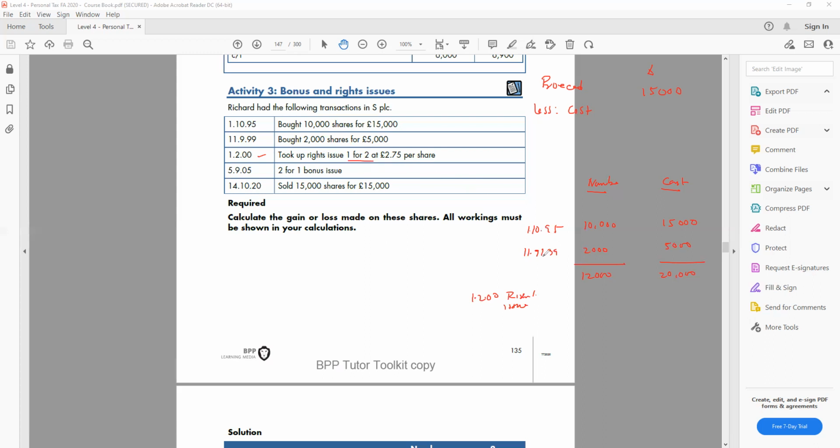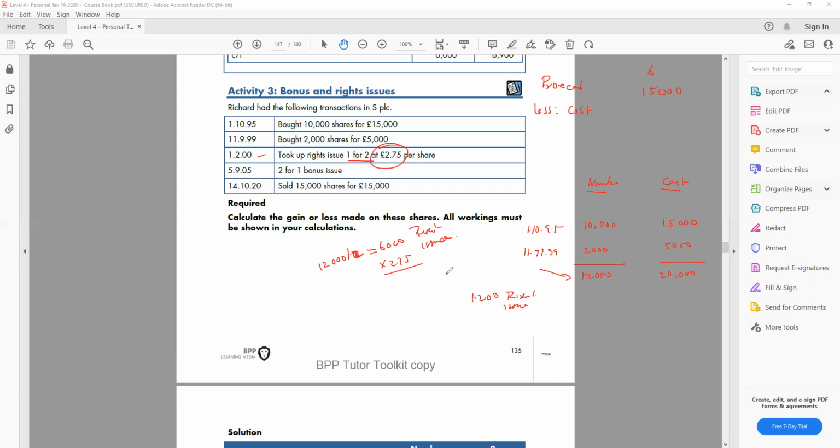So we need to see how many shares we have before that day. By this day we have 12,000 shares. So 12,000 divided by 2, so we can see how many rights issue shares. We have 6,000 shares. 6,000 is the rights issue shares, and they said the price per share is 2.75.